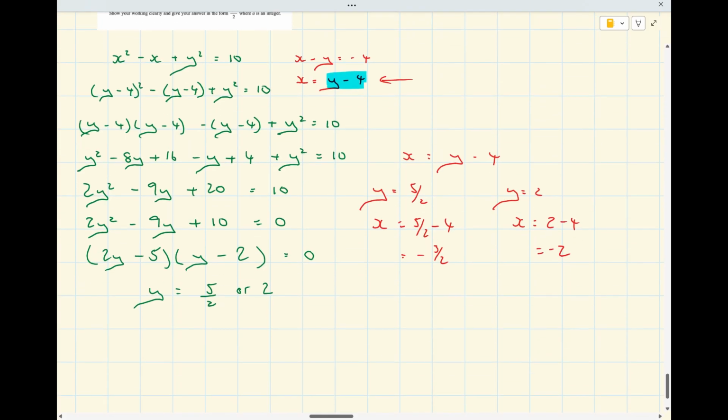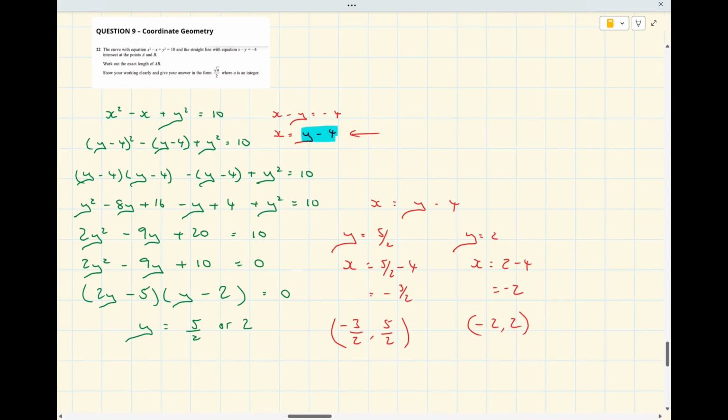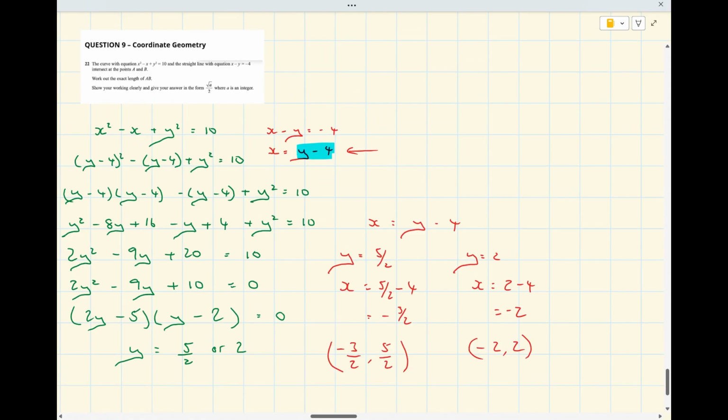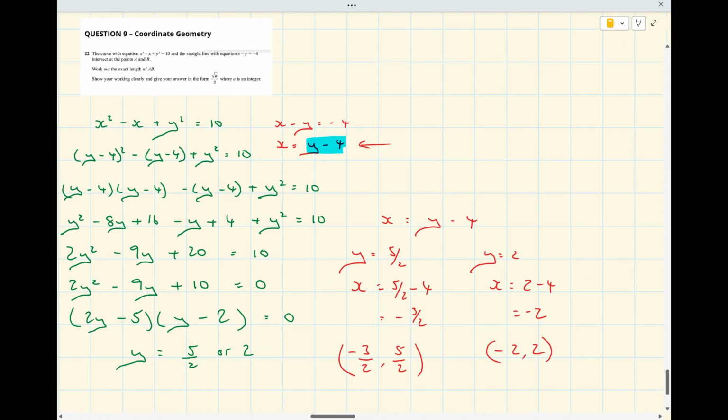So this first point of intersection has an x coordinate of minus 3 over 2 and a y coordinate of 5 over 2. And the second point of intersection has an x-coordinate of minus 2 and a y-coordinate of 2. Let's go back to the question and just take a breath. The curve with this equation and the straight line with that equation intersect at points A and B. Work out the exact length of AB.